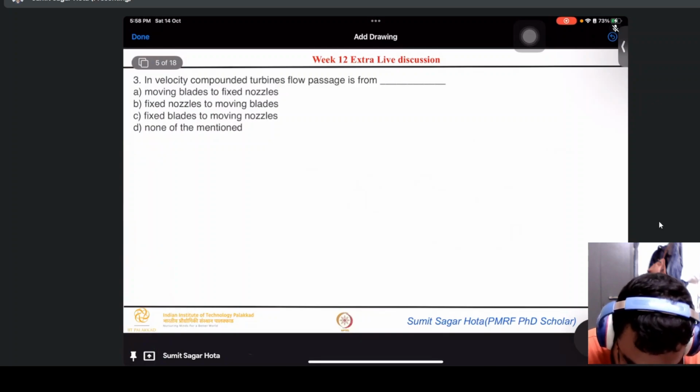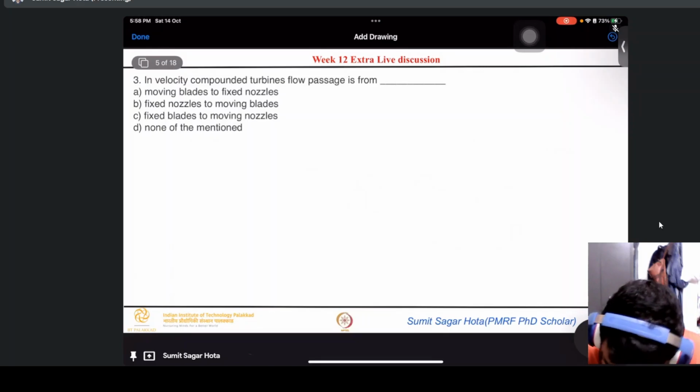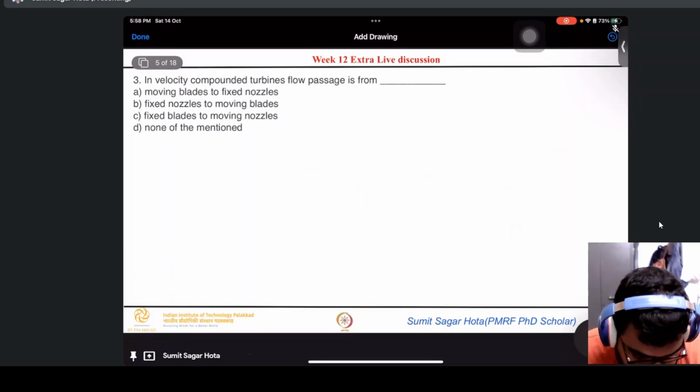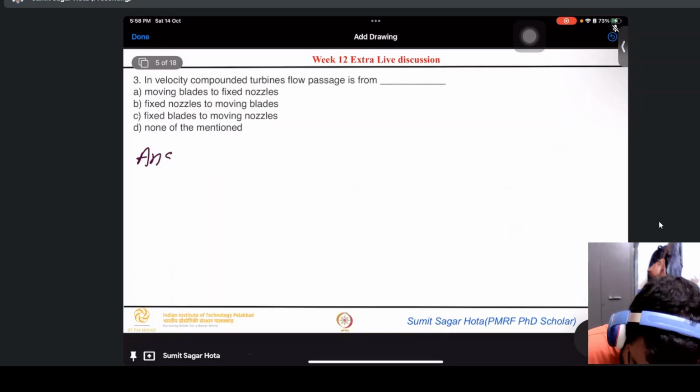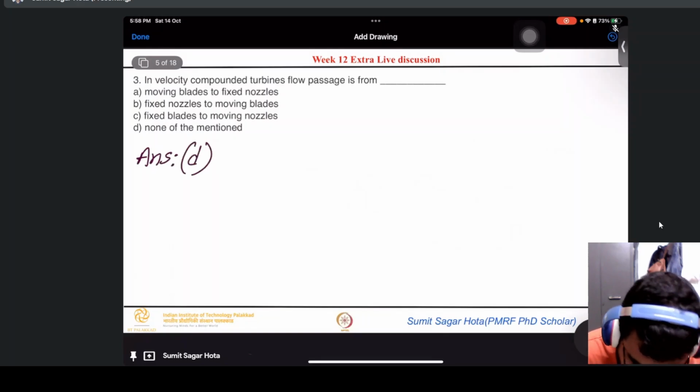Next question: in velocity compounded turbines, flow passage is from dash. The answer is D, none of the mentioned. This is a tricky question.